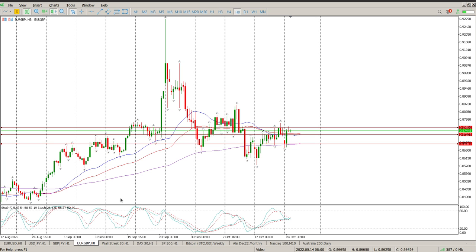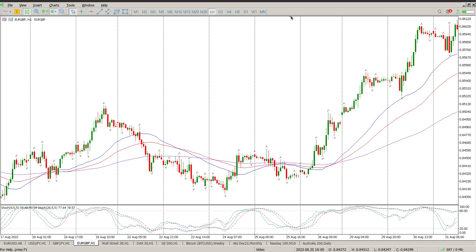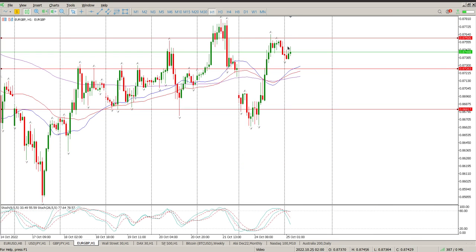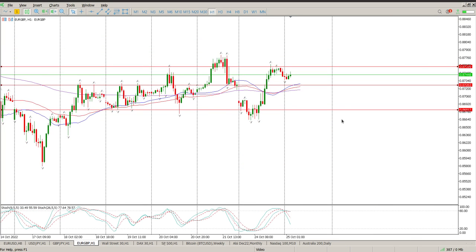I have no interest in getting involved in this, so that is a clear sit on hands as well. Euro British pound, pretty much the same situation here. You can see, look at all this chaos here between the upper and lower levels that I gave you pretty much a couple of weeks ago. And if we look at the 1 hour here, you'll see it's pointless trying to chase this.